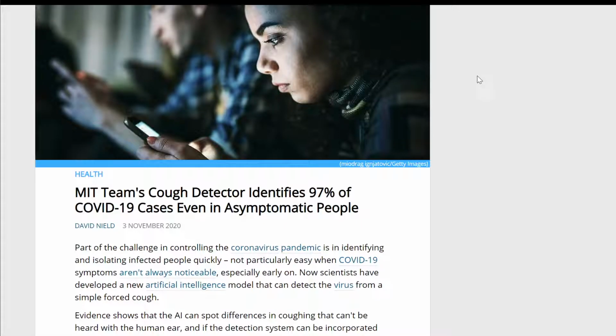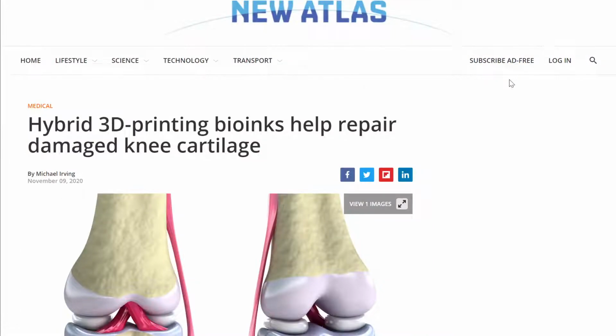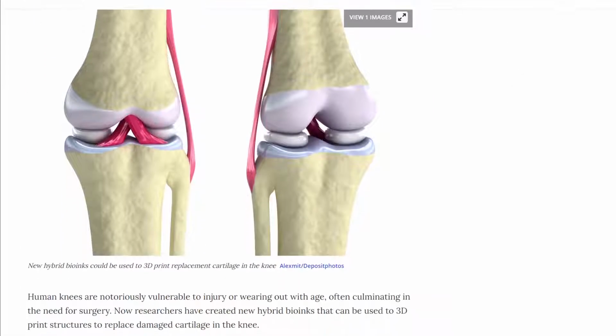Okay, so a cough detector. Now this would be a piece of diagnostic equipment that can identify COVID in 97% of people based on their cough. So this is people 3D printing cartilage. This is really more innovations than ethics. There is some ethics in here, but I guess this is just where I post all of my biomedical stuff. So let's have a look at what we got. And this is probably not going to be stuff in that other video as well, so I'm happy to spend my time on this.